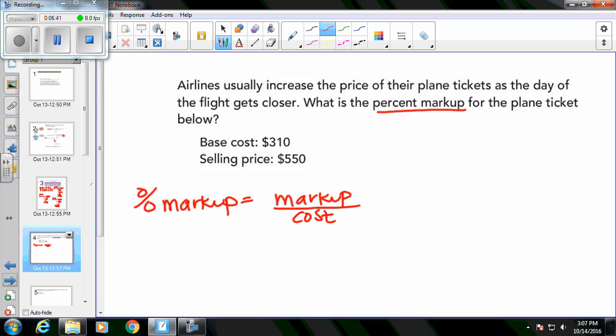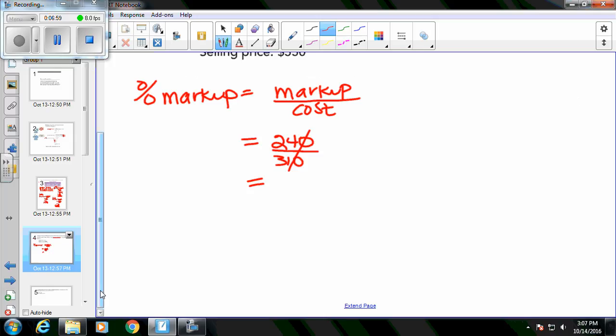Not a problem. We know the markup is 550 minus 310, which is 240, over my original cost of 310. When I do the simplification, this is approximately 0.77, which we can convert to 77%. So the percent markup on the plane ticket is 77%.